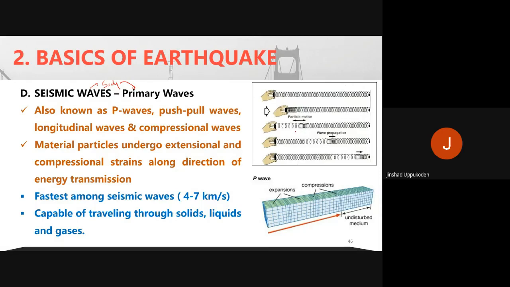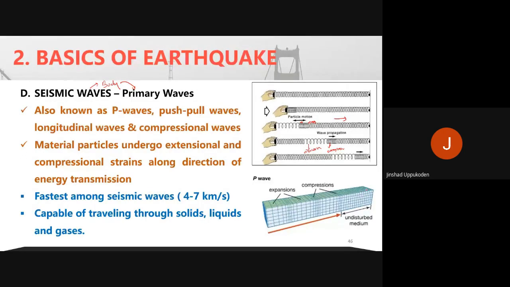So there are alternate areas where there are compressional strains and then extensional strains. For example, this is an extensional strain and this is a compressional strain. When I release this, the particles here will move in the direction of the wave propagation. You can see in this figure here.